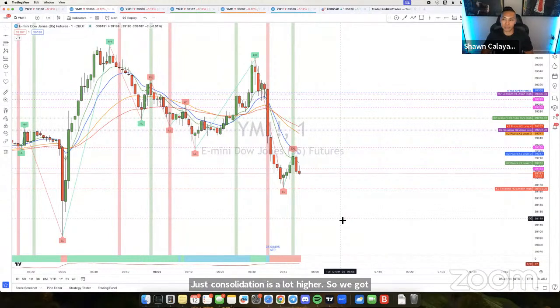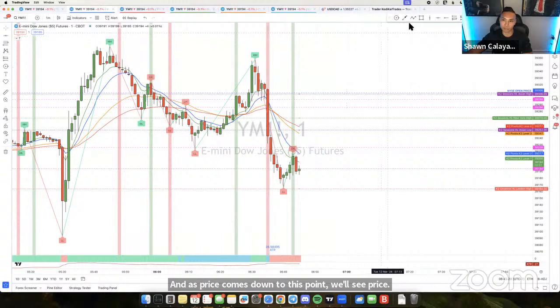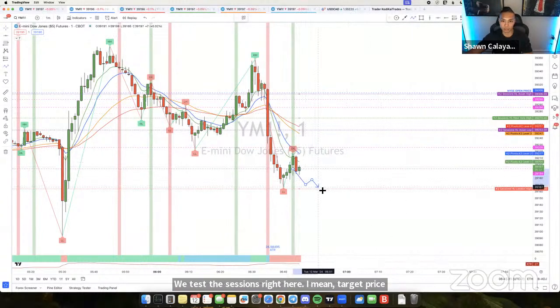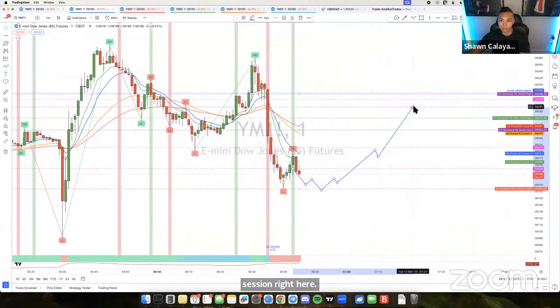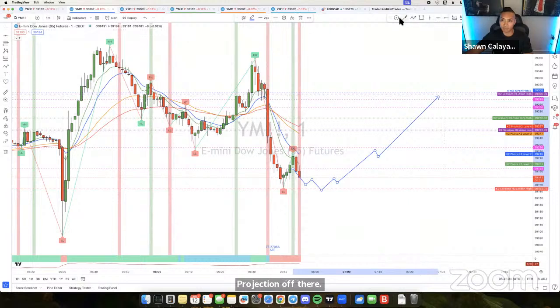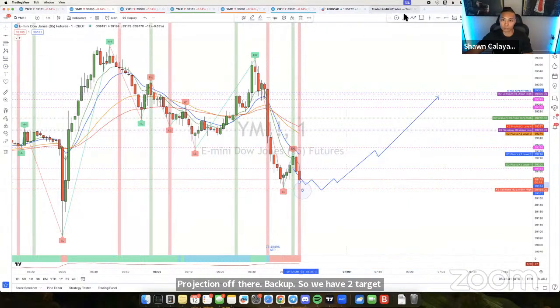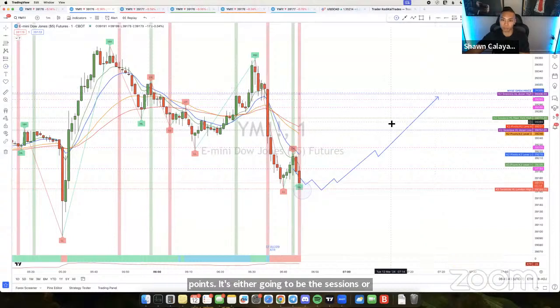So we got price coming back down right here. As price comes down to this point, we'll see if price retests the sessions right here. Target price point for us, if price comes down, is going to be this session right here, with a projection off there, back up. So we have two target price points. It's either going to be the sessions for retracement, retest, or the opening price for correction.